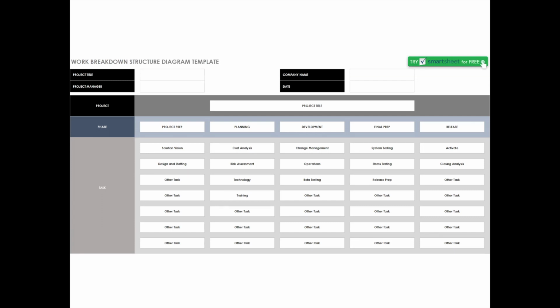They have divided this up into project prep, planning, development, final prep, and release. And you'll see this looks a lot different than what we just looked at as far as the deliverables-based work breakdown structure. You can approach it either way. It's really up to personal preference here.